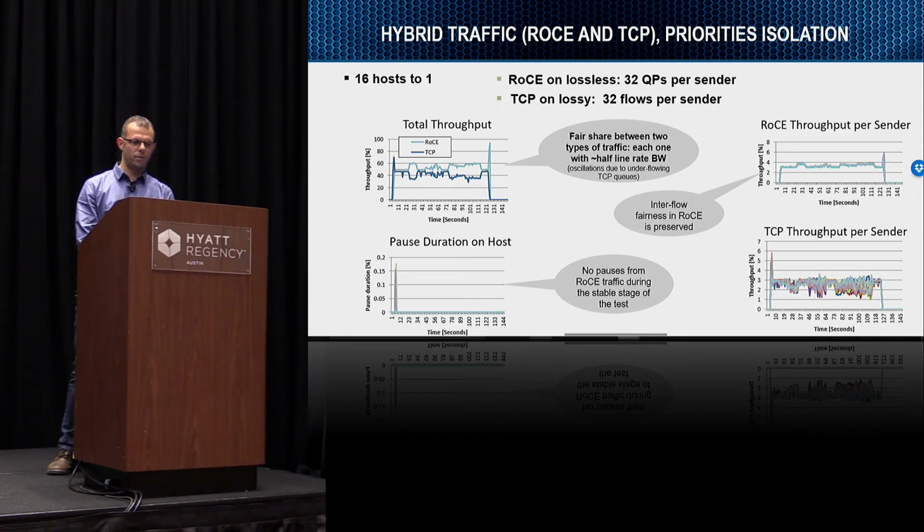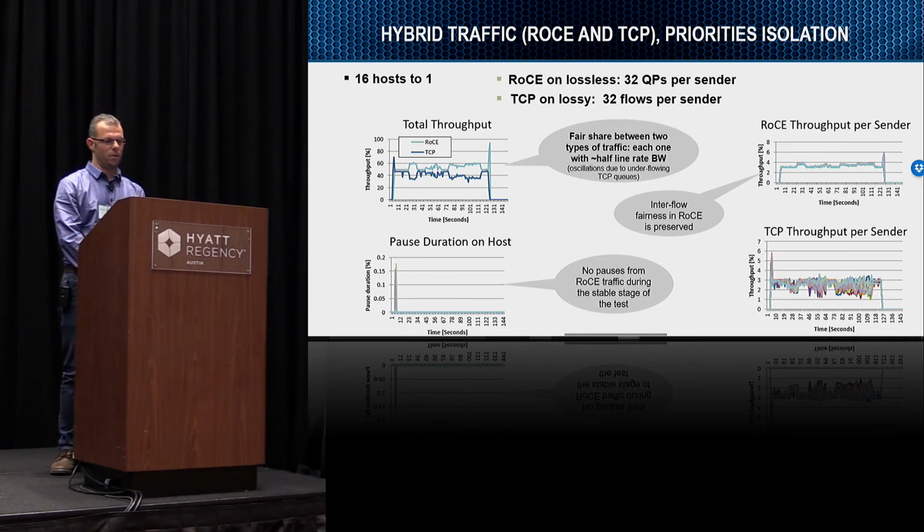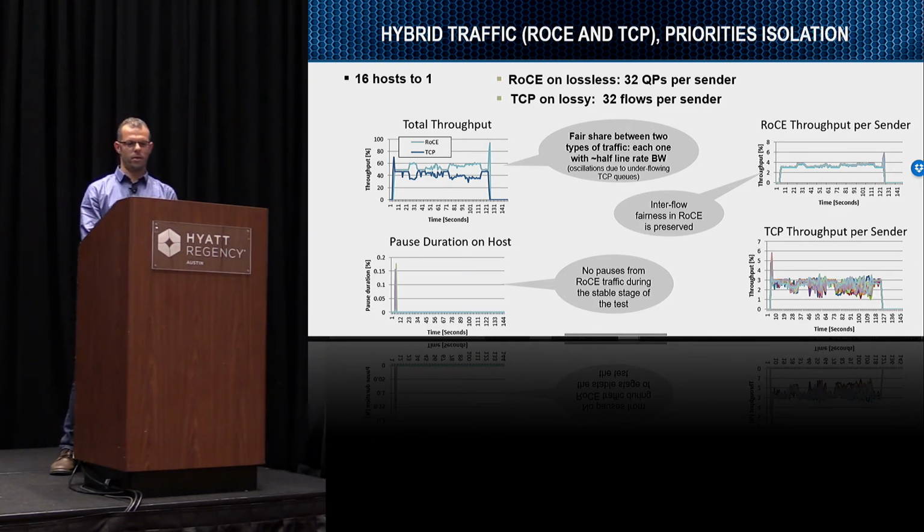The upper left graph shows the total throughput of both RoCE and TCP. We see that, given the priorities isolation, RoCE almost always achieves 50% of the throughput. There are some dips in the throughput of TCP, probably because of the underutilized queues on the congestion switch of TCP. So this is because of the TCP behavior and not because of RoCE or the configuration.